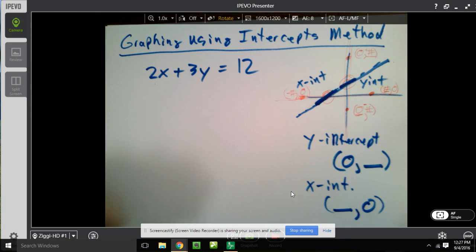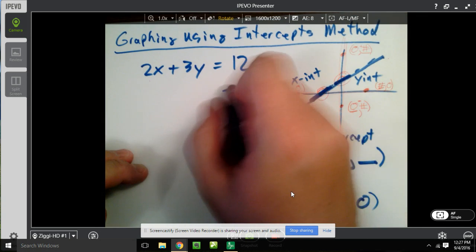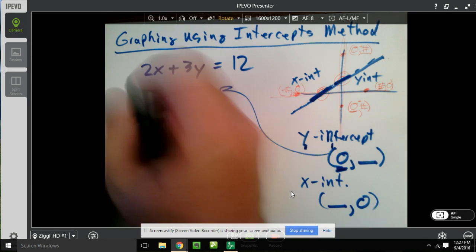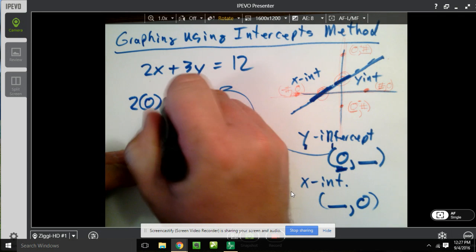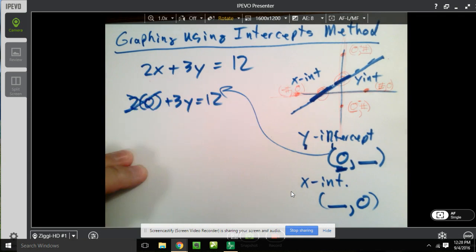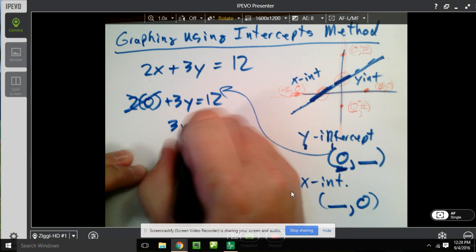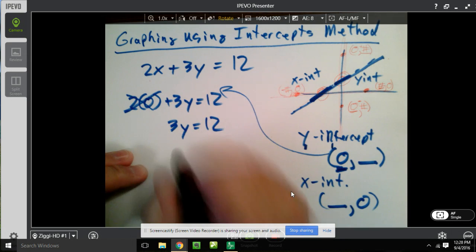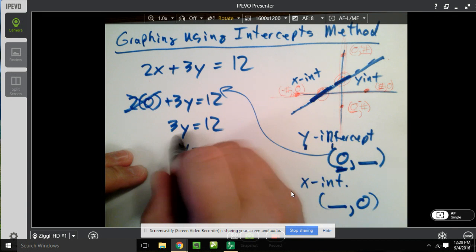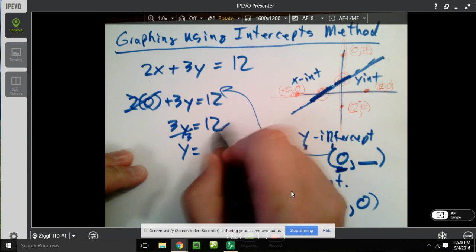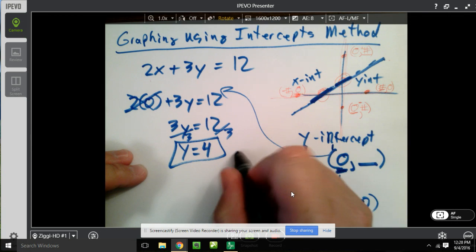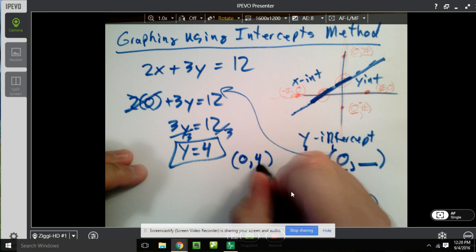So here we go. Let's find the y-intercept. I put x as 0, so 2 times 0 plus 3y equals 12. That goes away, leaving 3y equals 12. To get y by itself, we divide by 3, and I get y equals 4. So my y-intercept is 0, comma, 4.